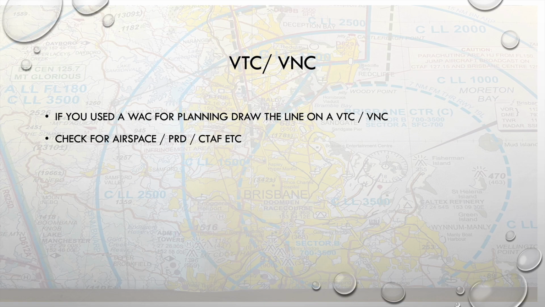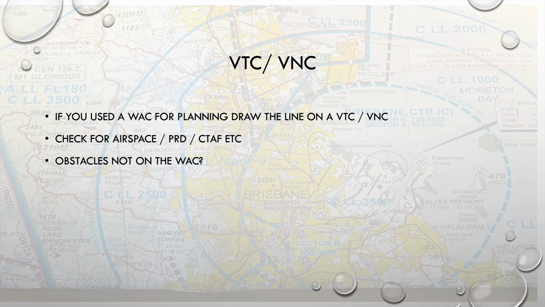Check for airspace. Check for PRDs. Look for CTAFs, etc. Again, you need to know if you're going to fly through restricted airspace. You need to know if you're going to fly into the Brisbane CTAF. If you're going to fly into the Brisbane controlled airspace, or if you're going to fly through a CTAF, or if the place you're going is a CTAF. If you're diverting to Redcliffe on this map here, best you know what airspace you've got to fly through to get there and what the Redcliffe CTAF frequency is. So check for airspace.